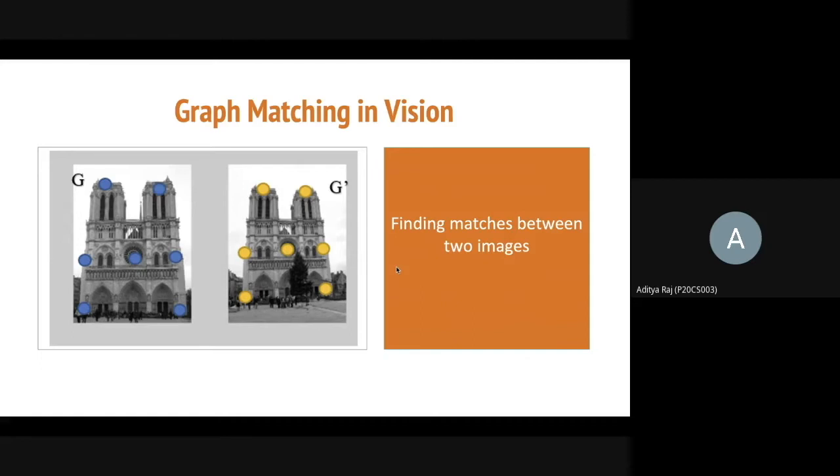The first step is, when you see G and G dash, in the G image you see blue dots. These blue dots are basically key points in these images. Similarly, in G dash, the yellow points are the key points of those images. What you want to do is find these key points and then match the location of these key points with each other and see if the two images match or not. That is a very simple explanation of what matching in vision and the algorithm would look like.